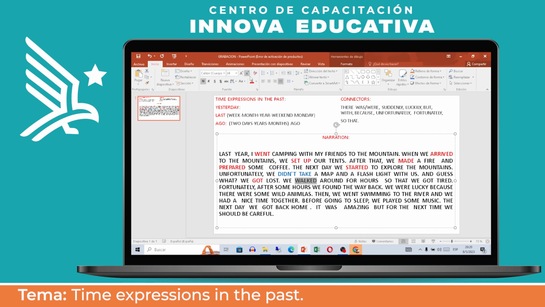We walked. Caminamos. We walked around for hours. So that we got tired. We are using again got. Fortunately, after some hours, we found, el pasado de encontrar. Encontramos el camino de regreso. We were lucky. Tuvimos suerte. Because there were some wild animals.